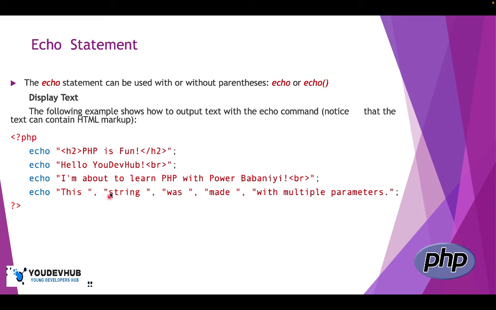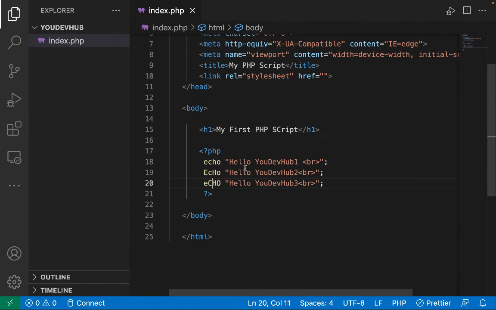Alright, so this is just the echo statement. We have showed you how to echo. Something I'm just going to add is, for echo, you can put your echo statement in parentheses just like we have here. So I'll just go and show you what I mean. You can add a bracket to it.